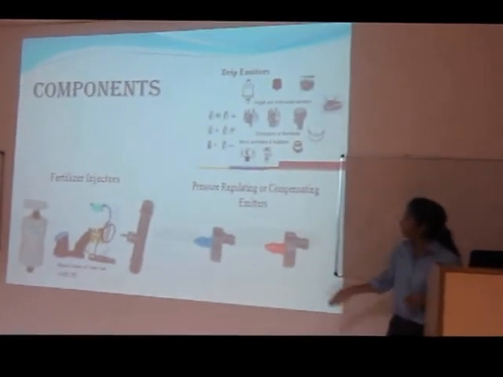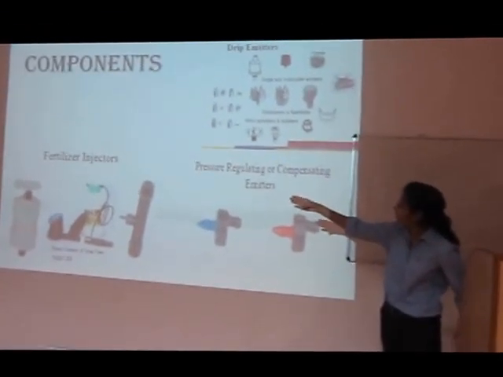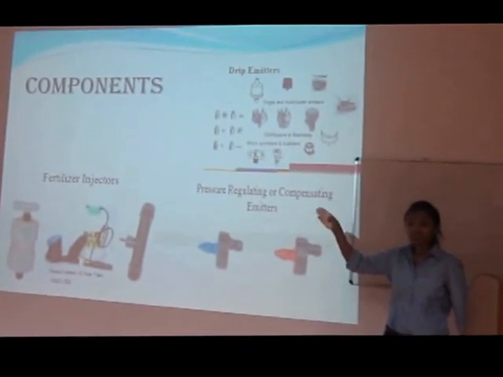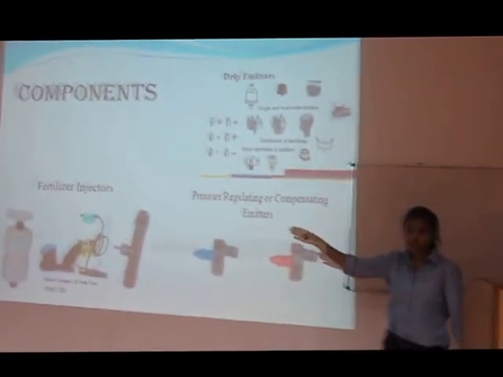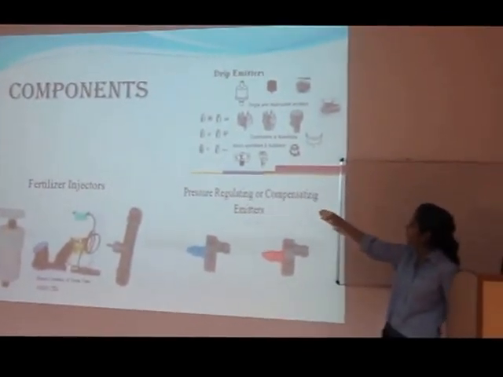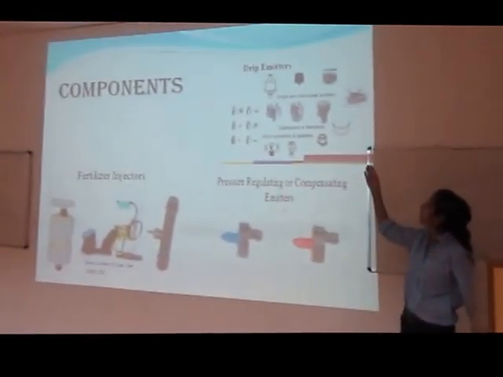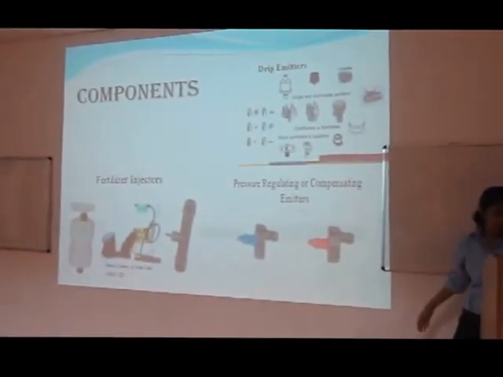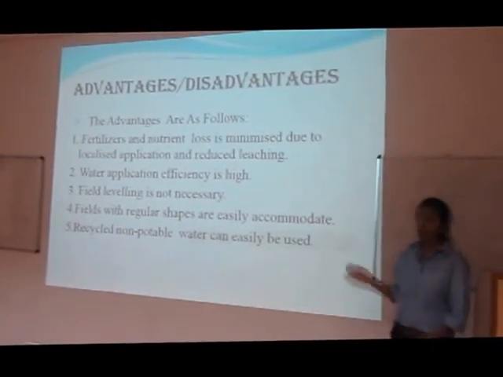Here are the components. You can see the fertilizer injectors, which are injected directly to the tanks, to the filters for the plants to grow well, the pressure regulating or compensating emitters, and the different variety of drip emitters. And then come the advantages.